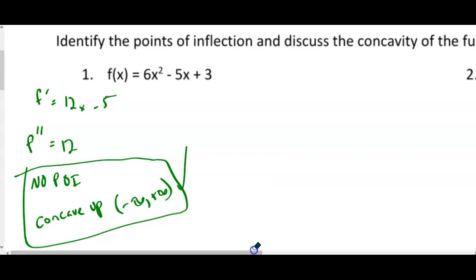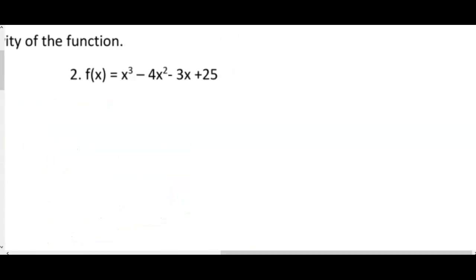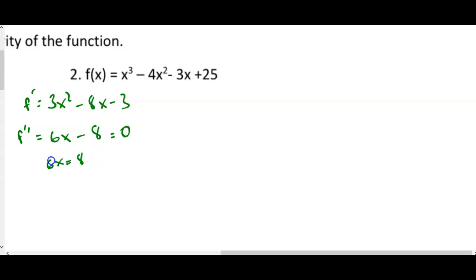All right. Now, number two, let's find a second derivative again. So we got the first derivative equals 3x squared minus 8x minus 3. And then the second derivative is 6x minus 8. And so we're going to set that equal to 0. We're going to solve it and divide by 6. And we're going to reduce that to 4/3.